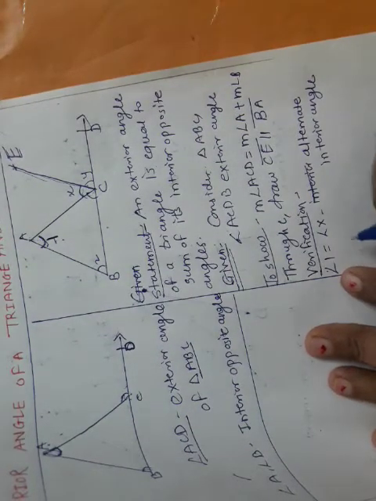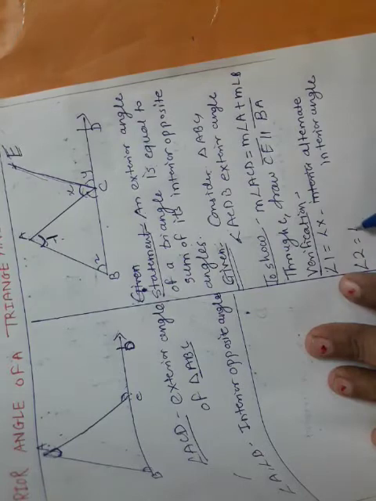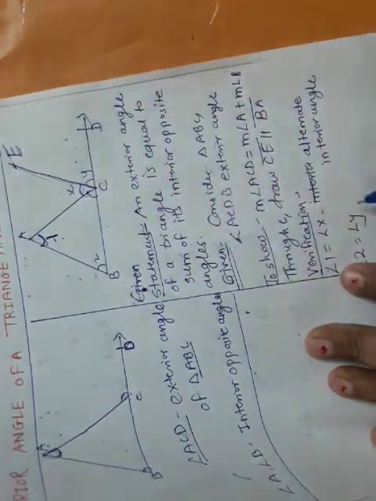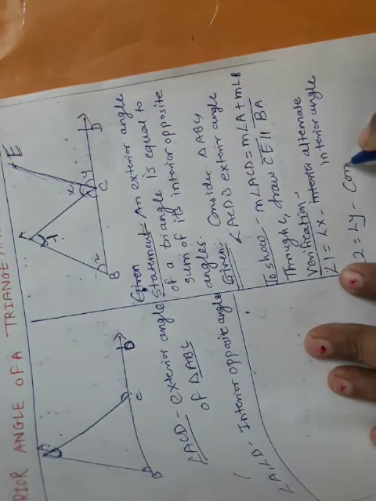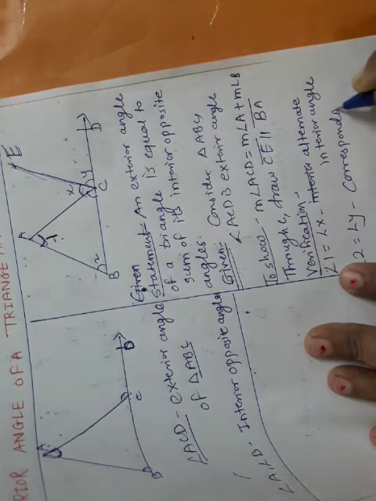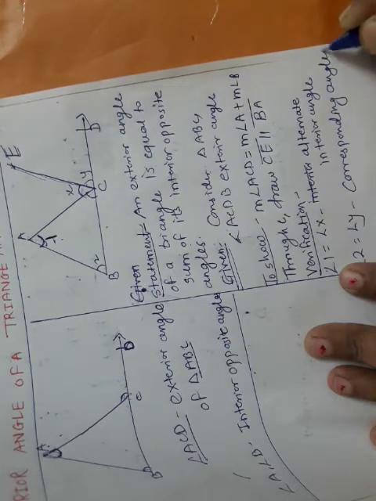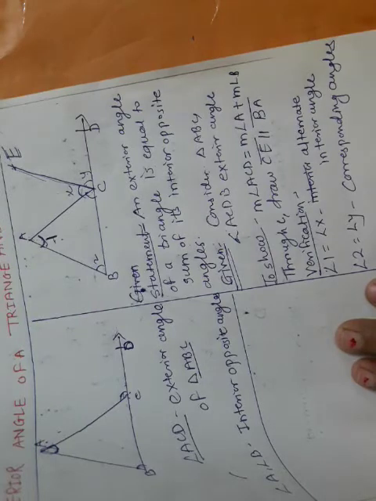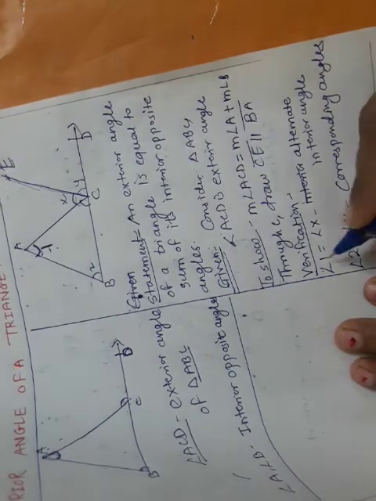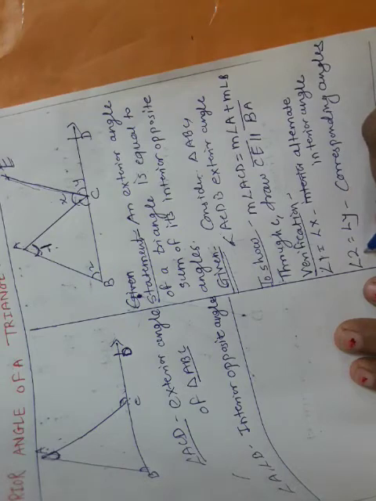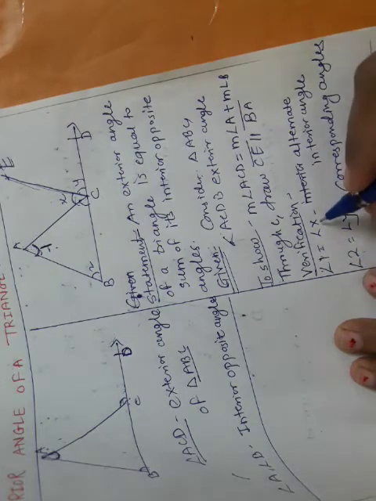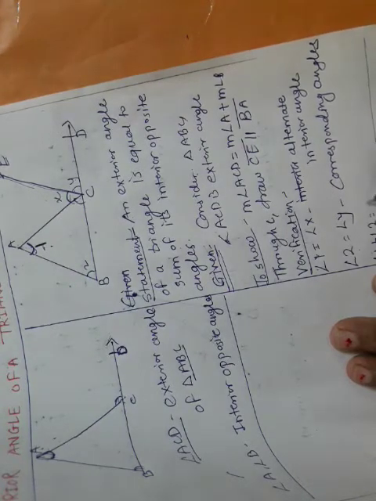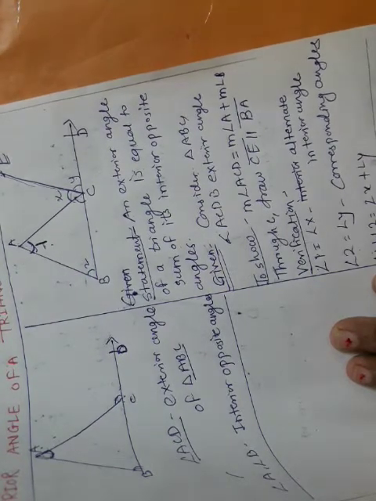Now angle 2 is equal to angle Y. Why? Because these are corresponding angles. Now we have to add angle 1 plus angle 2 on the left hand side, and angle X plus angle Y on the right hand side. Angle 1 plus angle 2 is equal to angle X plus angle Y.